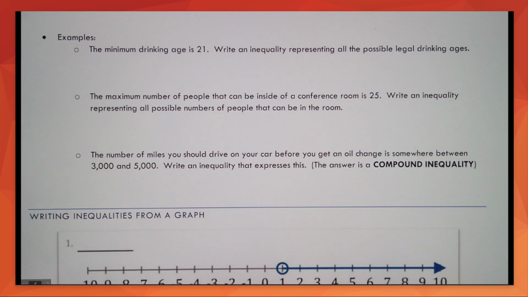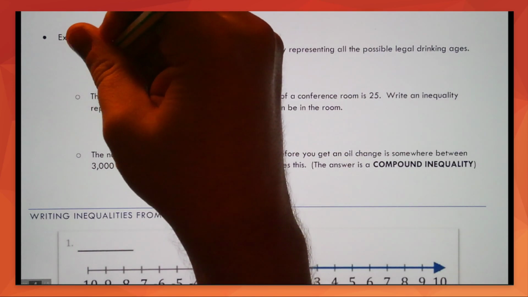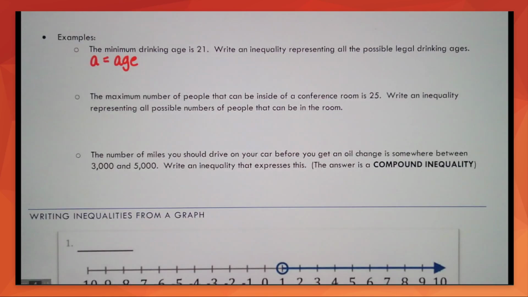The minimum drinking age is 21 years old. Write an inequality that represents all the possible legal drinking ages. So let's make a variable first, because we need to define a variable. I think we should use A. So we're going to define A as our variable, and this is the age. That's just it. It's age. We're not going to put anything else.